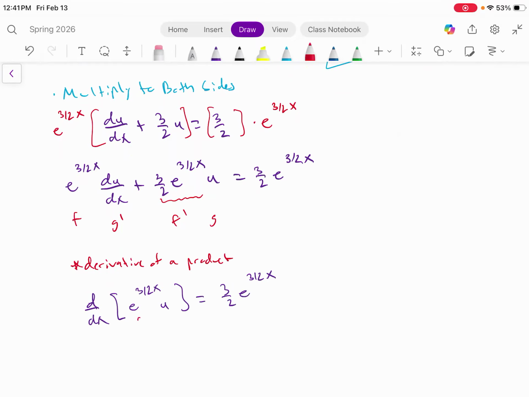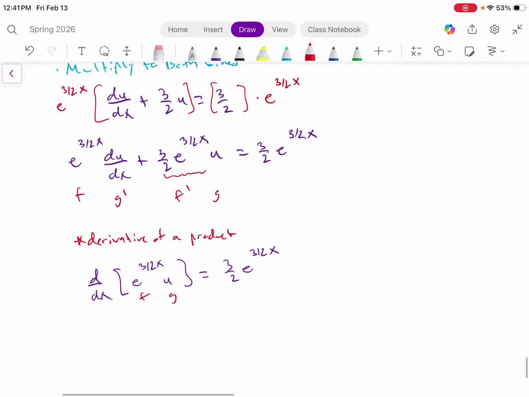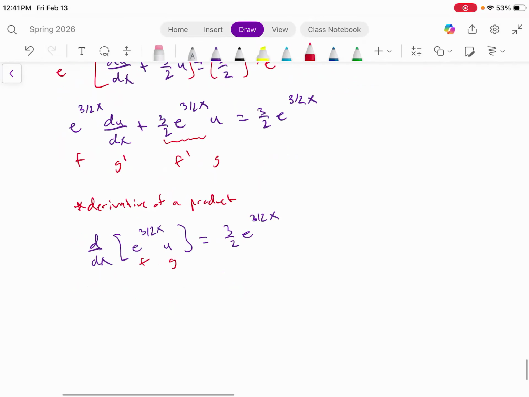Remember, this is my f, and that's my g. Okay, so if I integrate this, derivative and integral cancel out. What I'm left with is e to the 3 halves x times u equals the integral of 3 halves e to the 3 halves.